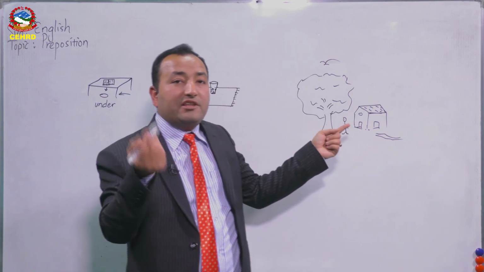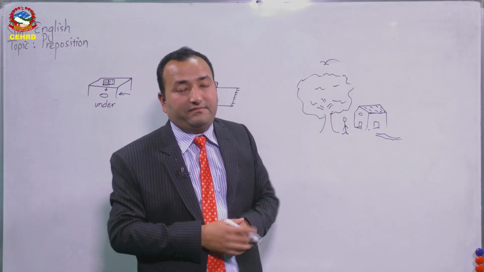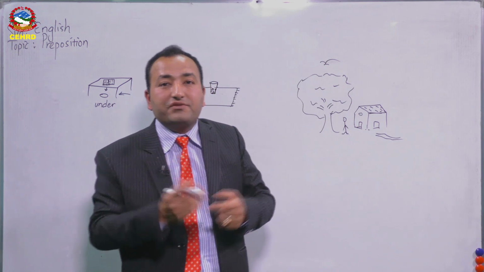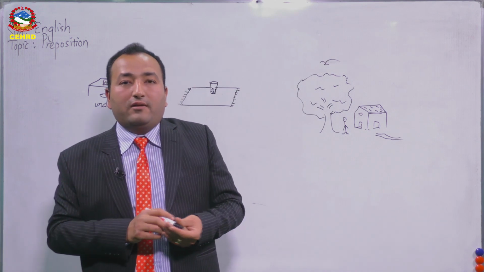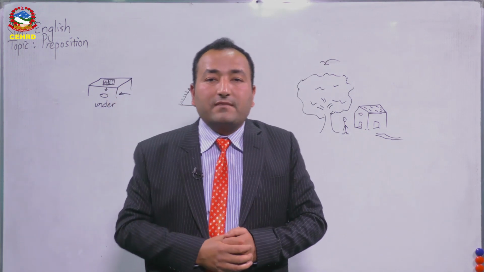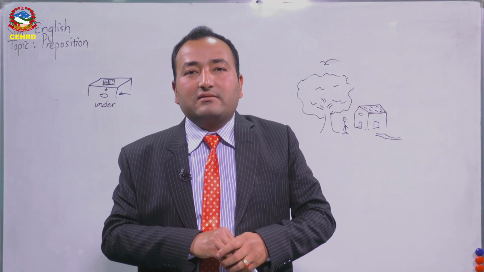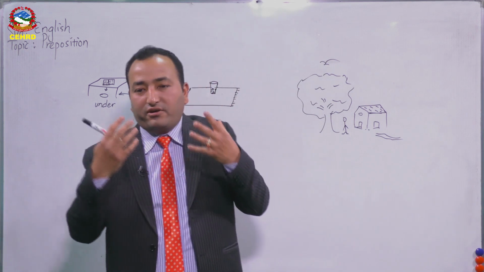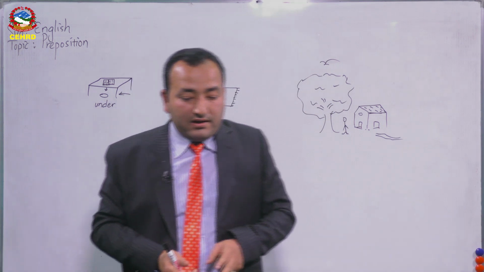And where is the house? The house is near the tree. Or the house is by the tree, near the tree, close to the tree. There can be varieties of options. It's not that we always use the same preposition there, but it depends on your thinking. Sometimes, there can be varieties.